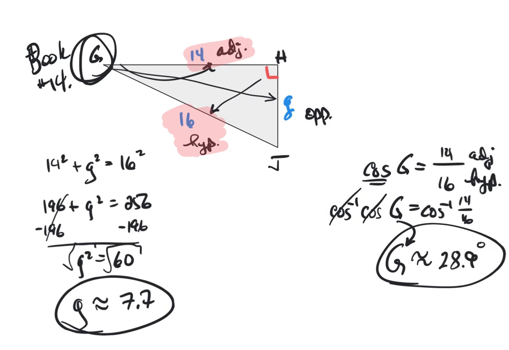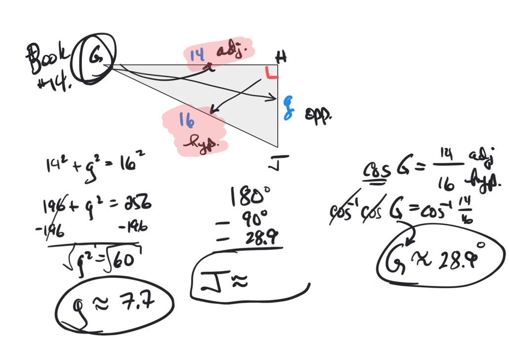Okay, and then to finish off, the last missing piece is angle J. Again, you could go through a bunch of trig to get there, but you don't need to. If you remember that the three interior angles add up to 180 degrees, if we subtract away the two that we know, angle H is 90 degrees, angle G is 28.9 degrees, so whatever's left over then has to be angle J. And when we do that subtraction, we should end up with approximately 61.1 degrees, and we have our three missing pieces.